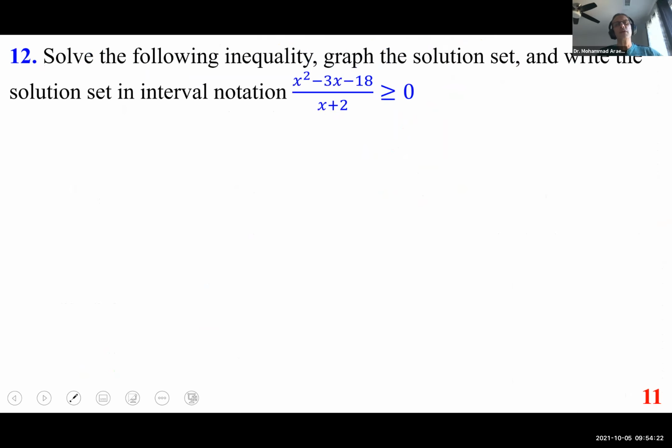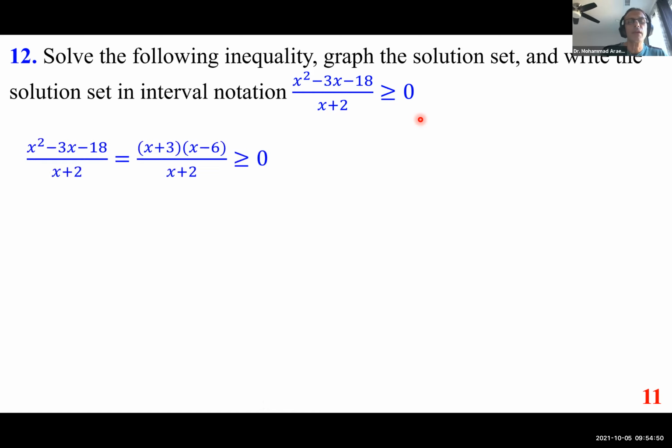We want to solve the following inequality, graph the solution set, and write it in interval notation: x squared minus 3x minus 18 over x plus 2 is larger than or equal to 0. Anytime you have a non-linear inequality, the fastest and easiest way to solve it is to factor the top and the bottom first. The top becomes x plus 3 times x minus 6, over x plus 2.